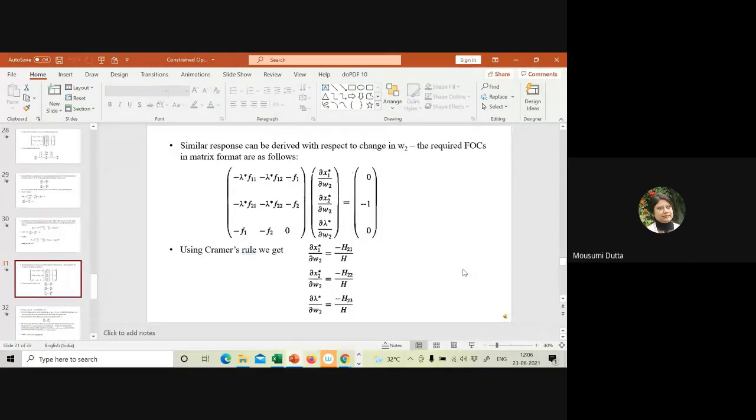So everybody is getting this format? Yes, ma'am. Okay, so once you get these, please solve on your own. Don't look at the notation. Just find out del x1 star by del w2, del x2 star by del w2, del lambda star by del w2, and tell me the values. I'll write it on the board. So I hope everybody got this. So I'm shifting to the board.